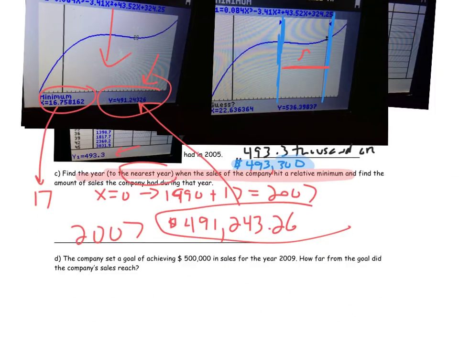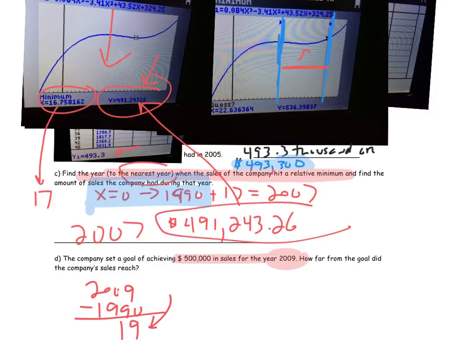Part D, the company set a goal for reaching sales of $500,000 in the year 2009. How far from the goal did the company's sales reach? Well, since 0 corresponded to the year 1990, if I do 2009 minus 1990, that would correspond to the year 19. So now go to your table, look when x is equal to 19, and look at the y for the sales.